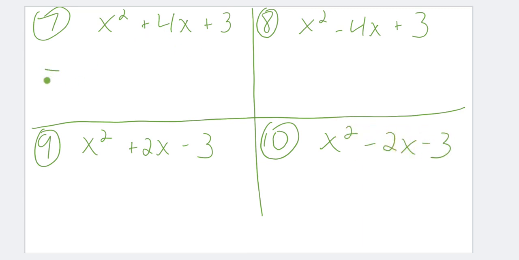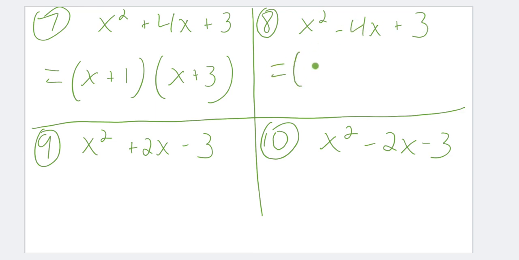All right, so first up here, everything's positive. So factors of 3 that add up to 4. You only got one set there, x plus 1 times x plus 3. You'd get 3x plus 1x to give you your 4x. 3 times 1 is 3. Over here then, factors of 3 that add up to negative 4. We just make it x minus 1, x minus 3.